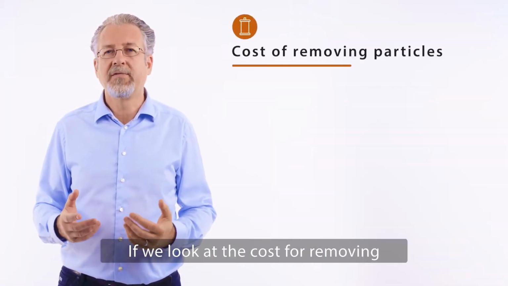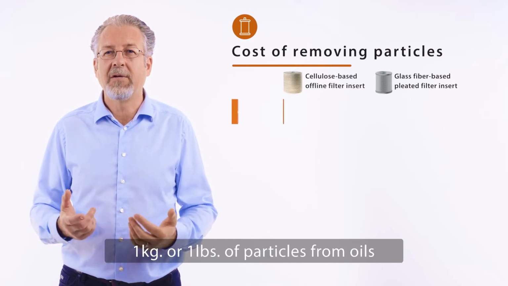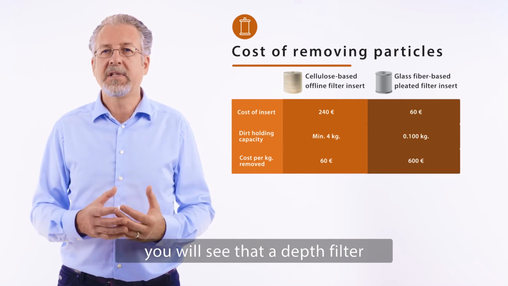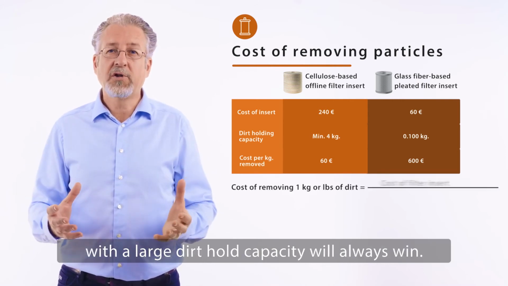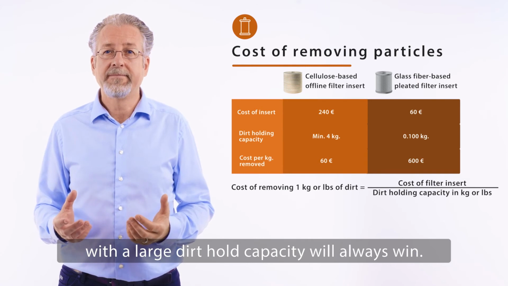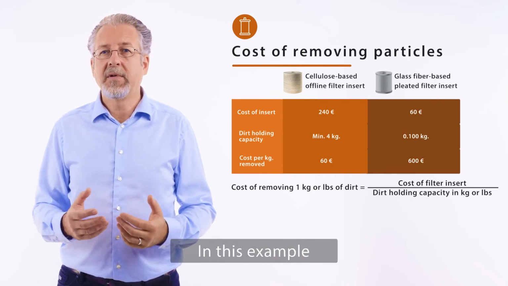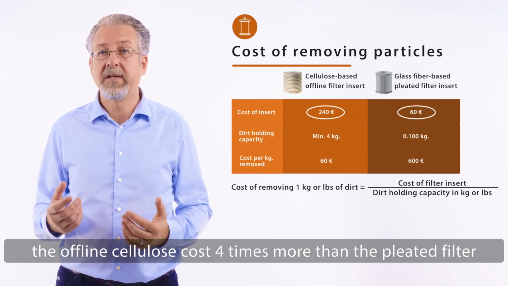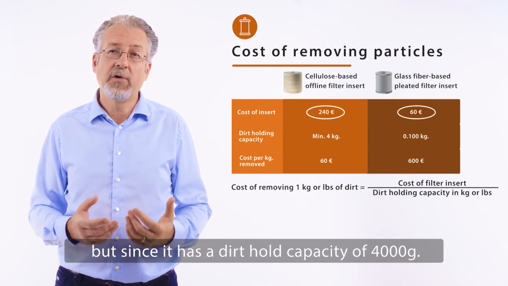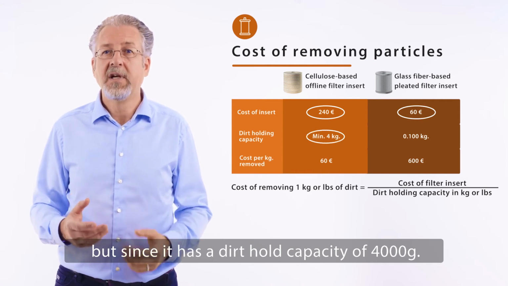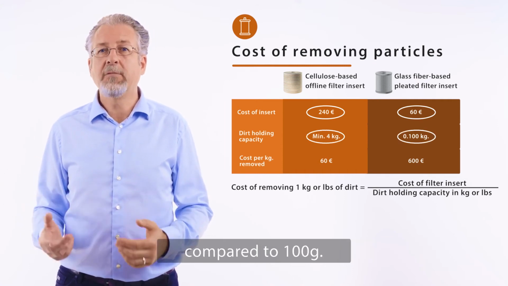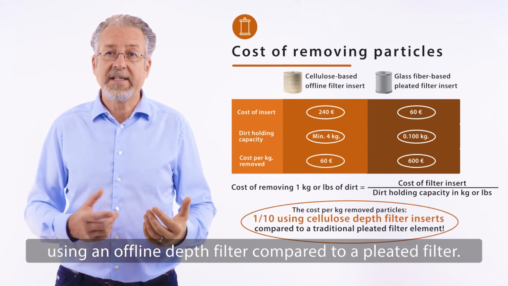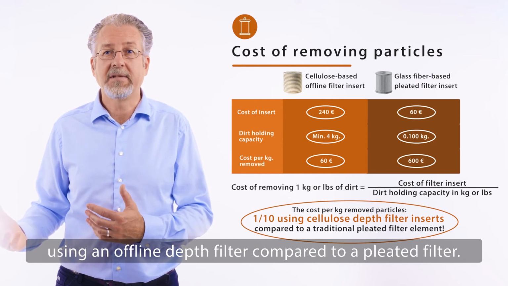If we look at the cost for removing 1 kilogram or 1 pound of particles from oil, you will see that a depth filter with a large dirt hole capacity will always win. In this example, the offline cellulose filter costs 4 times more than the pleated filter, but since it has a dirt hole capacity of 4,000 grams compared to 100 grams, it will cost 1/10 to remove 1 kilogram using an offline depth filter compared to a pleated filter.